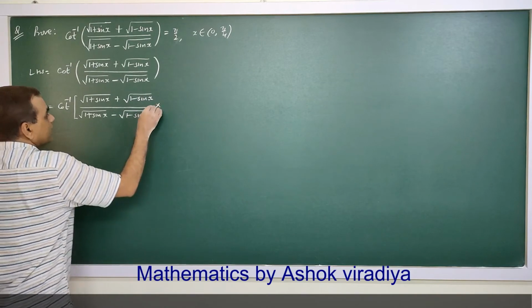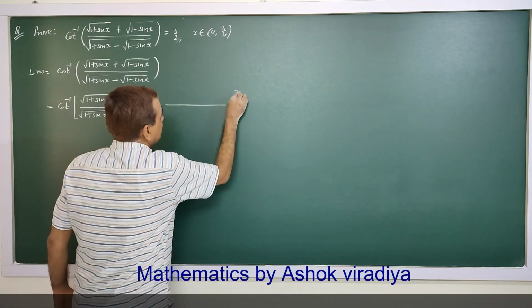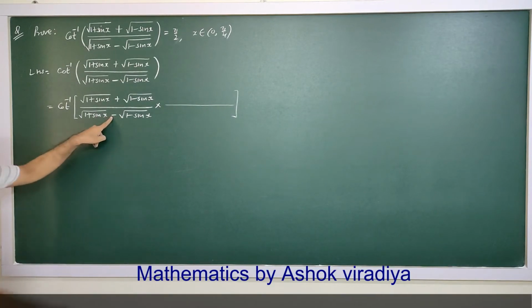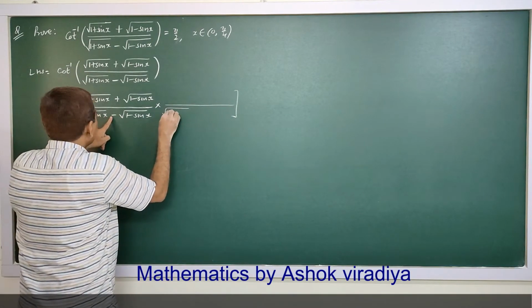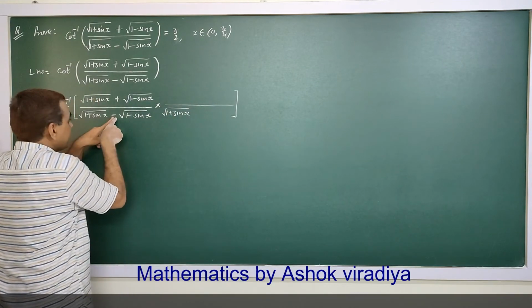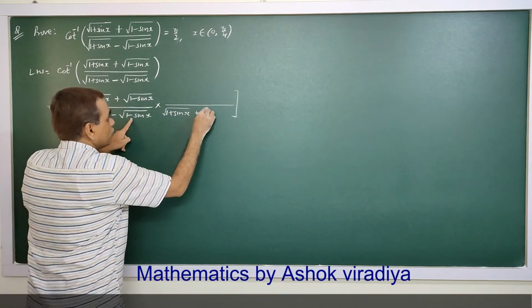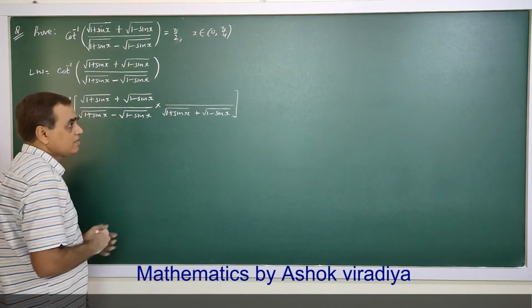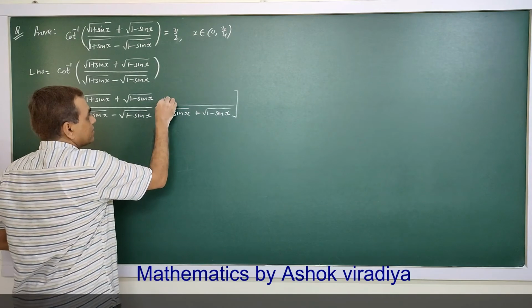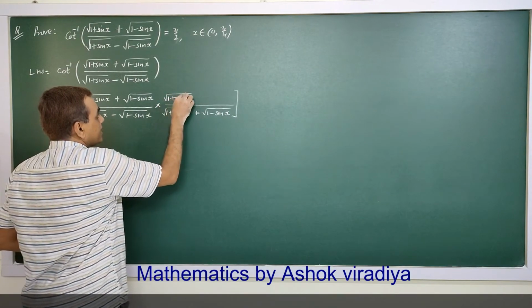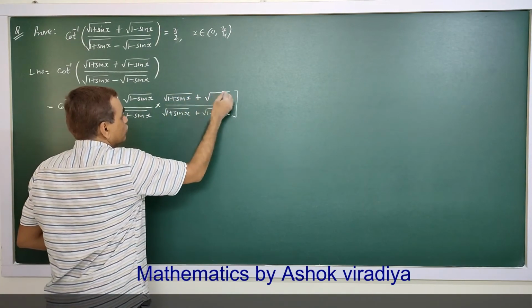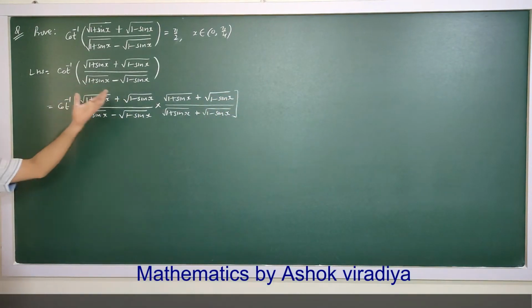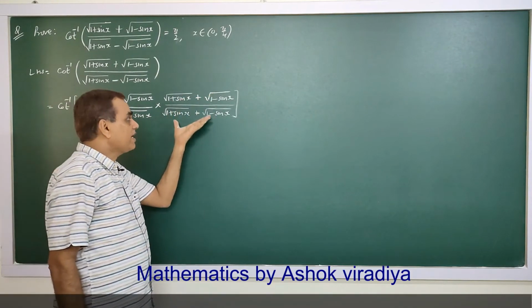See what we do? We multiply and divide by the conjugate of the denominator. This is a minus sign, so put here a plus sign. Here minus is given, keep here plus. Root 1 minus sine x, the same we keep in the numerator. So root 1 plus sine x plus root 1 minus sine x. So numerator and denominator are multiplied and divided by this number.